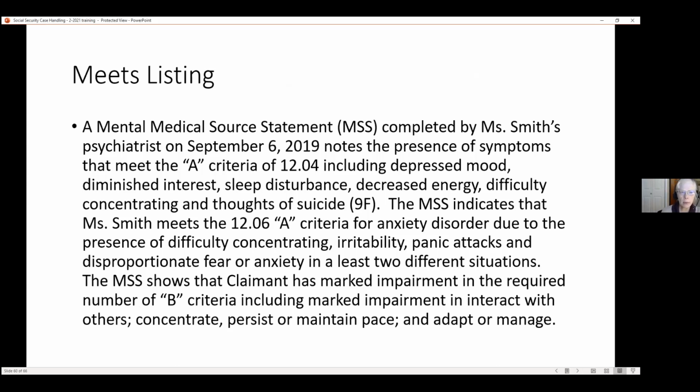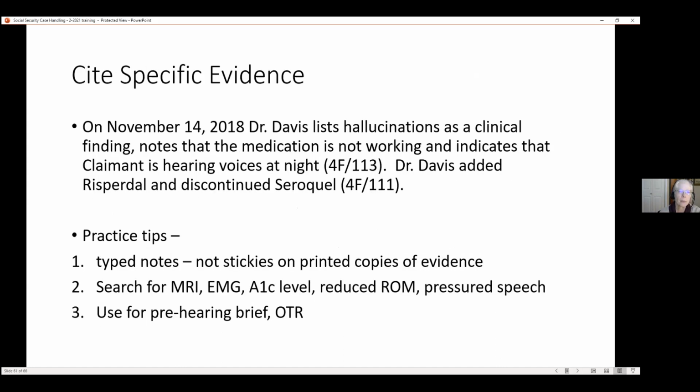This is an example of a medical source statement argument. Now, after this is the first paragraph. The second paragraph would be, this is consistent with the evidence because, and then I would cite all the evidence that shows depressed mood, diminished interest, sleep disturbance, decreased energy, difficulty concentrating, thoughts of suicide. So it wouldn't be just this. This is just the beginning of an argument. You want to cite specific evidence.